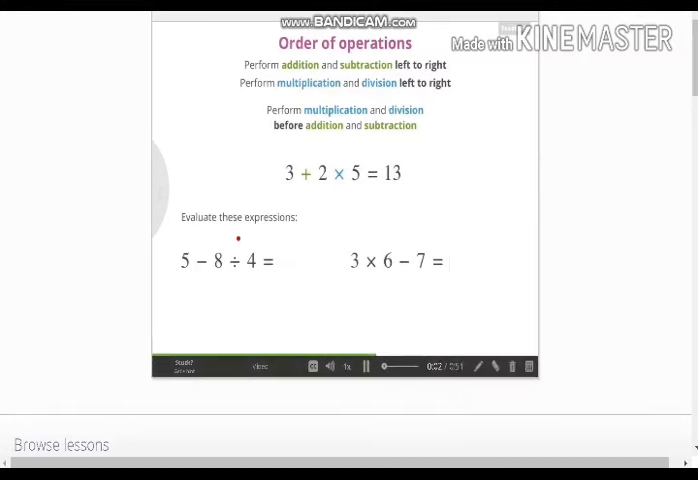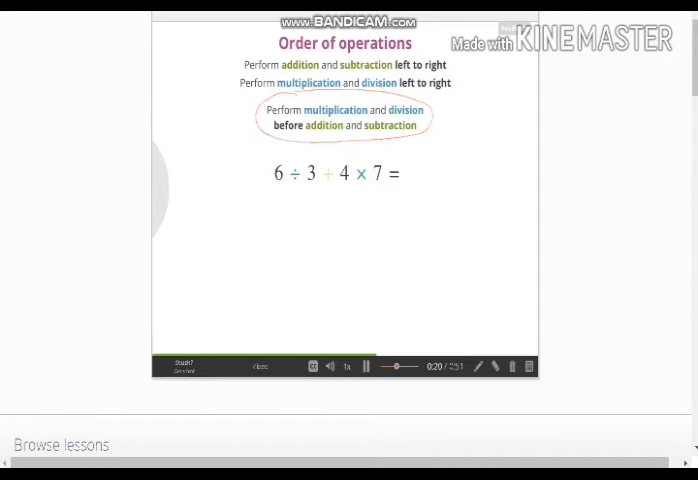Excellent work! First, you divided 8 by 4 to get 2, and then 5 minus 2 equals 3. And over here, 3 times 6 is 18, and then subtracting 7 gives you 11. Next, let's look at a more complicated expression. Again, we first want to look at the multiplication and division. And this rule over here says we should perform these operations from left to right. So first up is 6 divided by 3, or 2. And then 4 times 7 is 28.